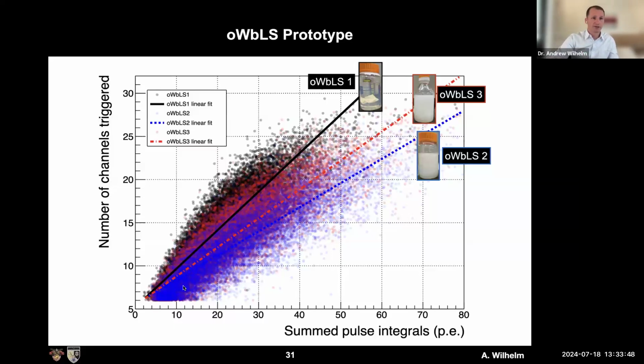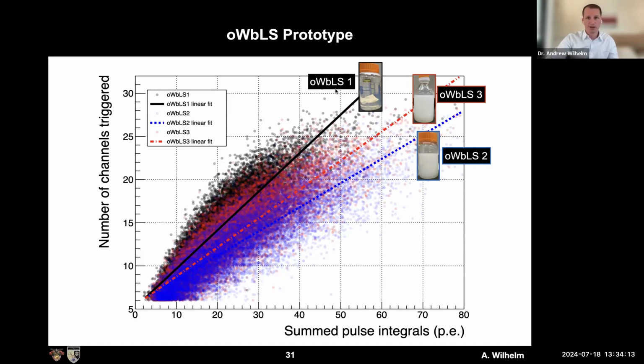Conversely, if you had a transparent scintillator, then you would expect there to be a roughly linearly proportional relationship between the summed pulse integral and the number of channels triggered, because the light can kind of go anywhere in the detector. So how vertical this line is sort of how transparent the scintillation liquid is, and how horizontal it is sort of gives you an indication of how scattering the liquid is.